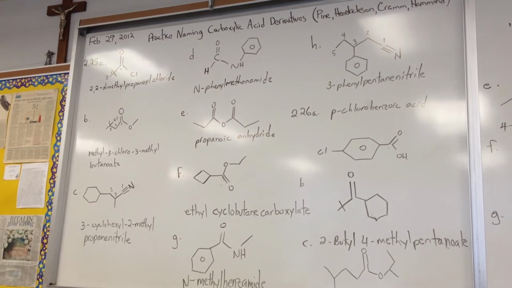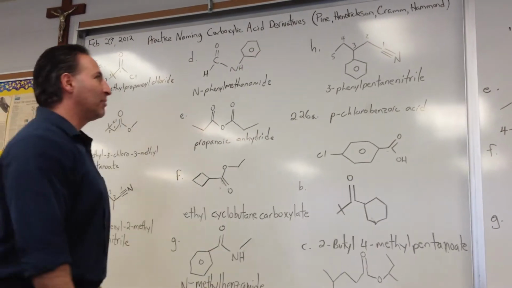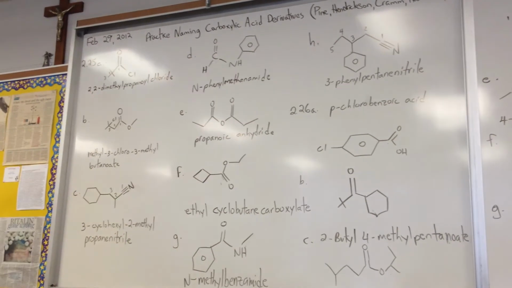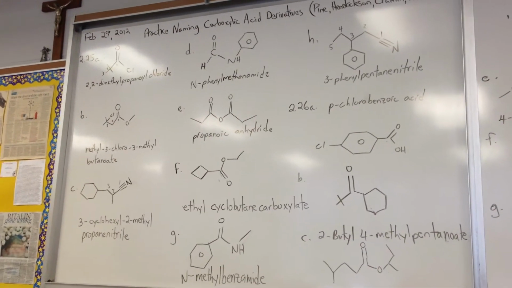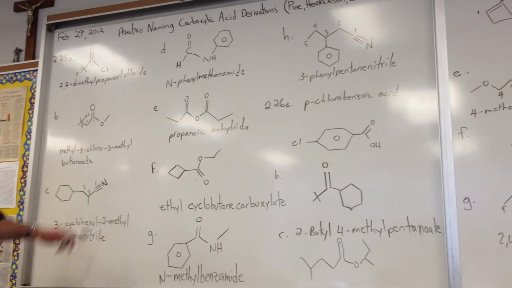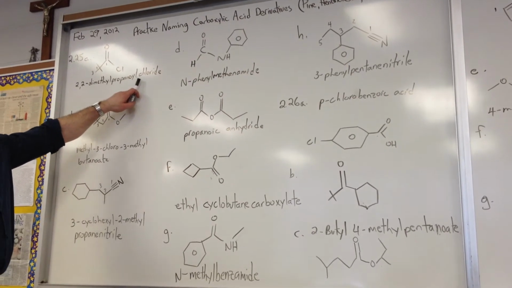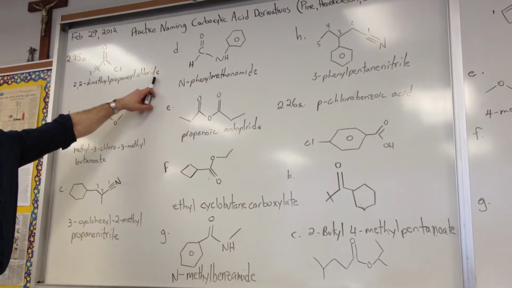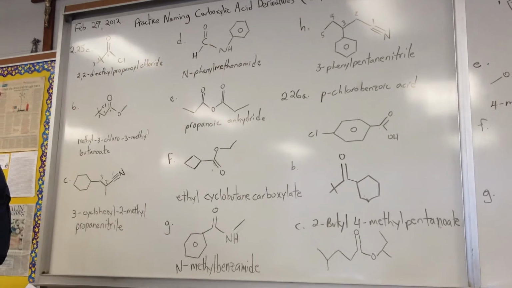Exercise 225 from the textbook by Pine, Hendrickson, Cram and Hammond. It's practice in naming carboxylic acid derivatives. In the first exercise we have an acyl chloride. They have an -oyl ending where you name, and then you name the halide with an -ide ending.